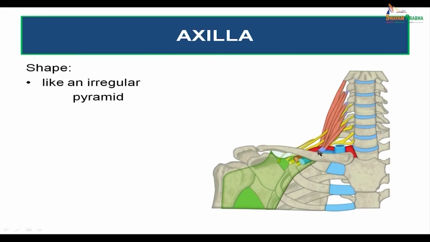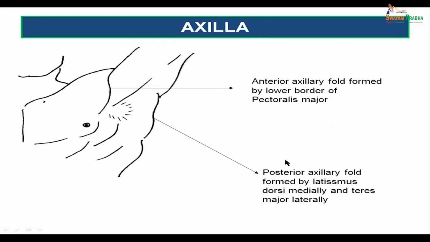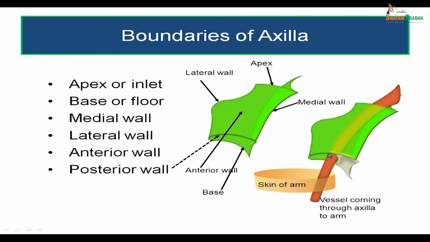Important structures you can see coming down into the axilla from the region of the neck. Before we learn about it, we should also know that there is a skin fold in front of the axilla, which is called the anterior axillary fold. It is formed by the lower border of pectoralis major muscle, and posteriorly there is a skin fold called the posterior axillary fold, which is formed by the latissimus dorsi medially and the teres major muscle laterally.